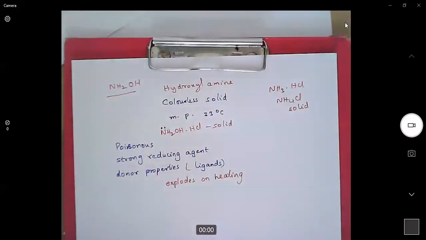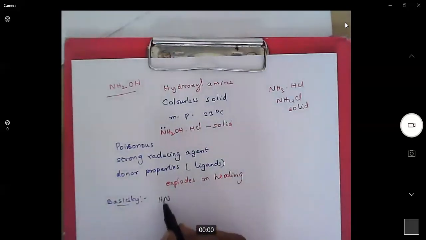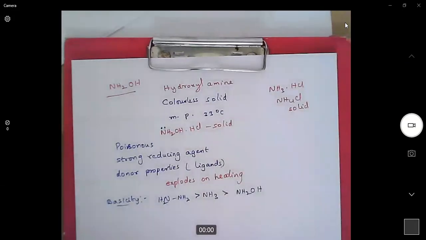So this solid compound, when it is heated, it will explode. So we need to be very, very careful. Now, when we compare the basicity of these three nitrogen compounds, hydrazine has the highest basic nature because of the presence of two nitrogen atoms, then ammonia, and finally hydroxylamine. So when we look at the basicity, hydrazine is more basic in nature, then ammonia, and the least basic is hydroxylamine.